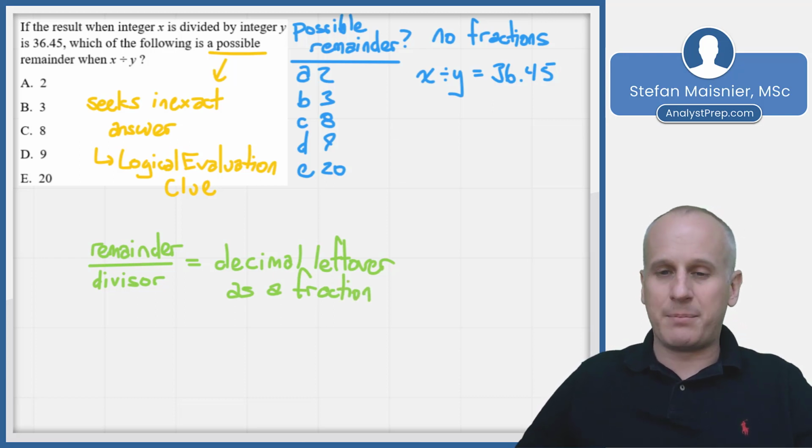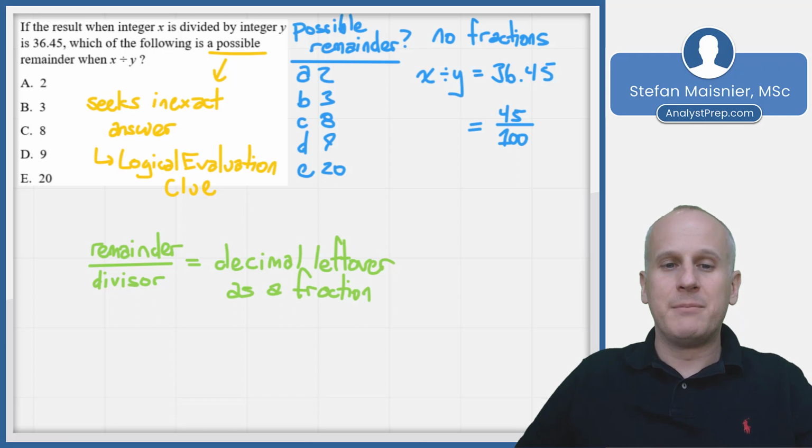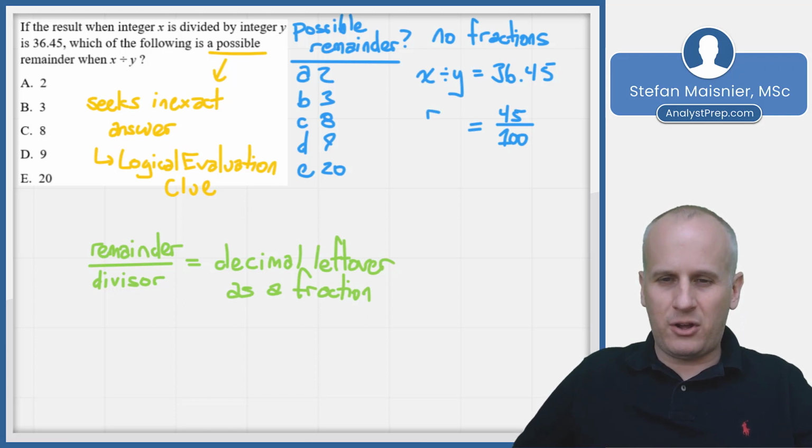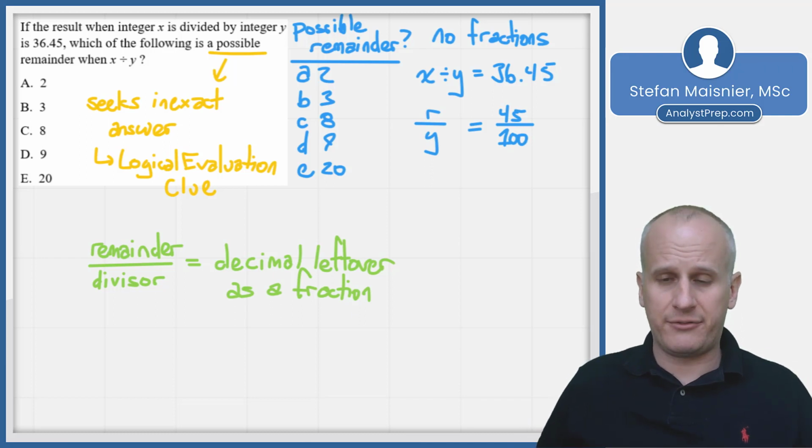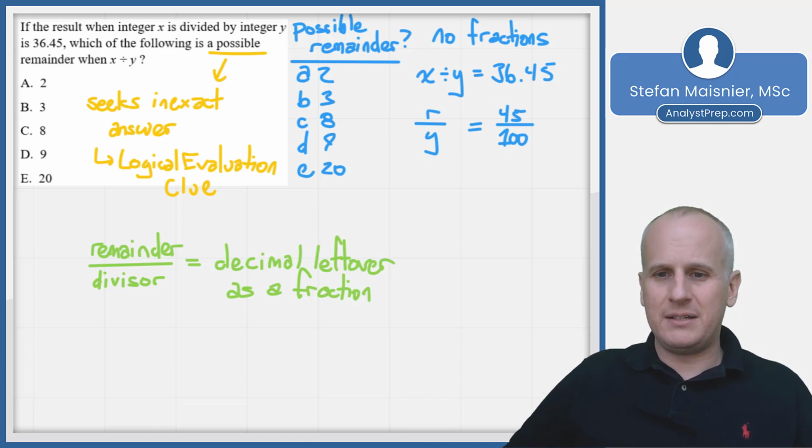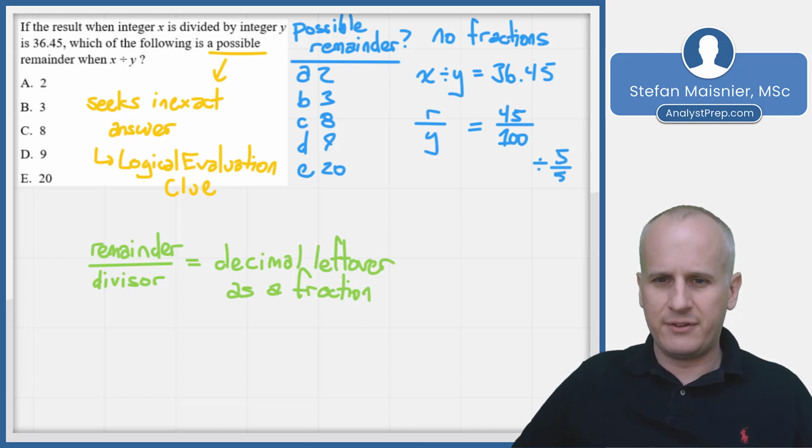So that allows us to set up a proportion for the problem as set up. We know that 0.45 can very easily be repurposed as a fraction as just 45 over 100. But then our remainder, which we can call r, over the divisor, which is y, has to be equal to that other fraction. And by dividing out the common factor of 5 over 5, we could see that r over y would be equal to 9 over 20.